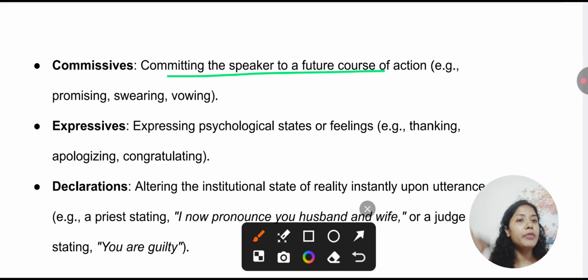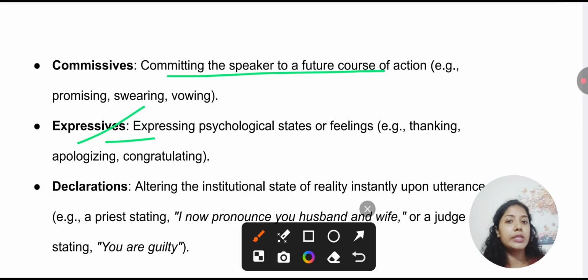So it will be my future course of action that I am promising or taking a vow. Expressives are where I try to express psychological states or feelings, like saying thank you for subscribing to the channel, thank you for purchasing the notes, or congratulations that you finally did it, you have your NET JRF. So that is the expression, you are expressing your emotions.